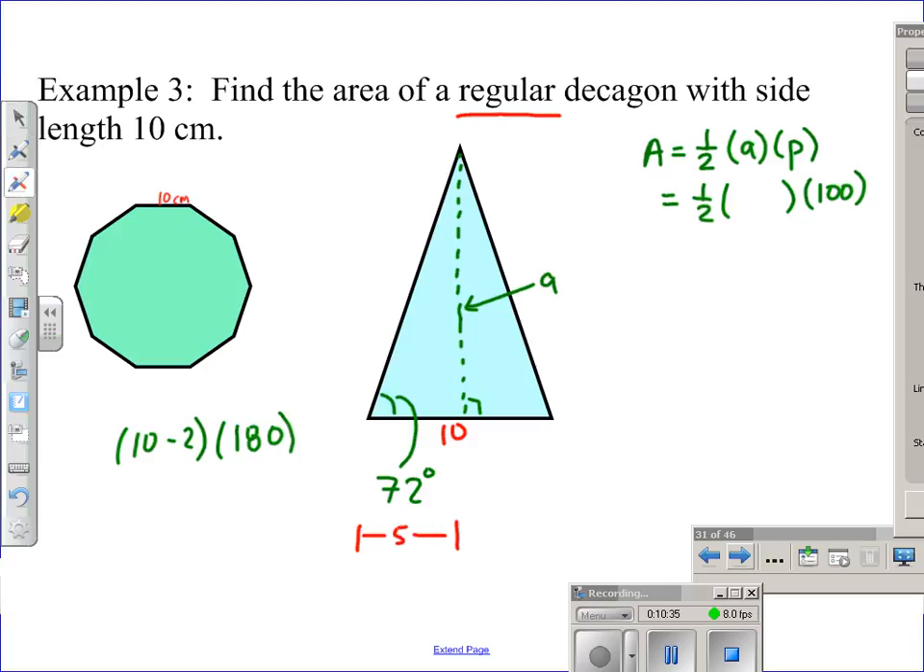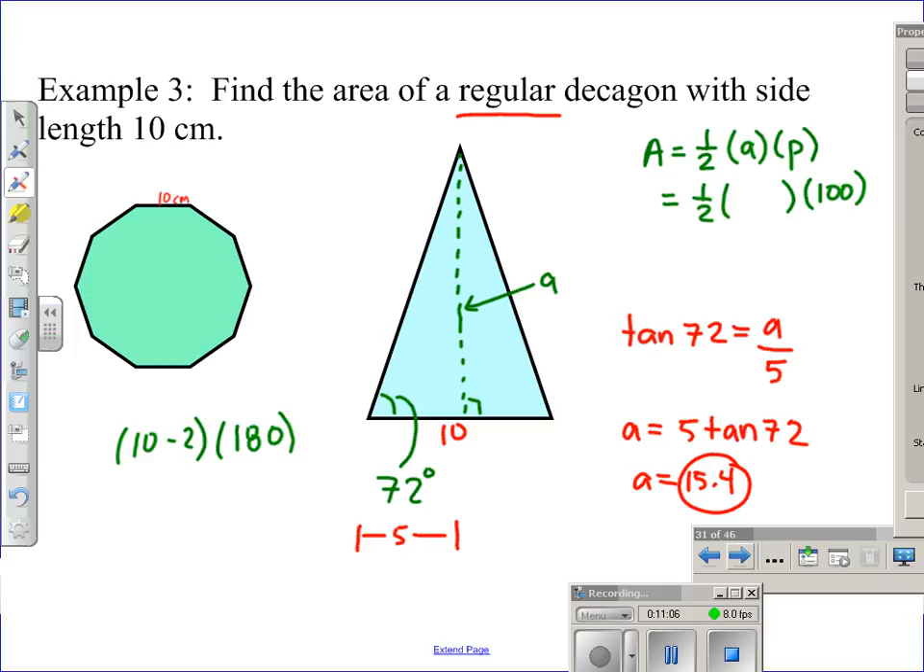We're looking for the apothem, so we have the adjacent, and we're looking for the opposite, which means we're going to use the tangent of our 72-degree angle, which is going to be our opposite over our adjacent of 5. That was supposed to be our opposite, or our apothem. So our apothem is 5 times tangent of 72 degrees, giving me an apothem of 15.4.